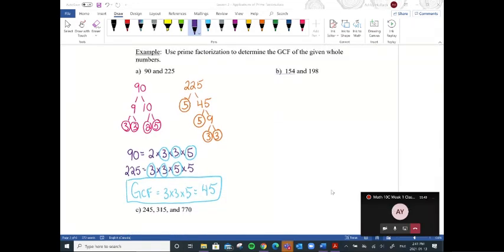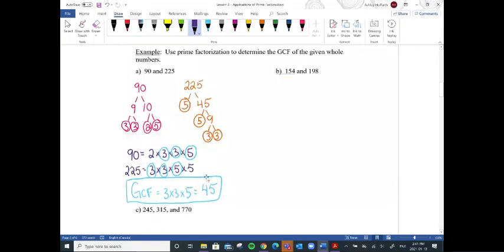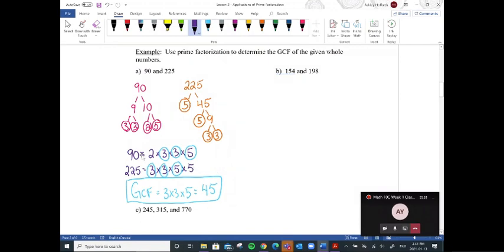Okay, any questions on that so far? Three, 3, and 5. Let's go back here. Okay, Jonathan. Once you have your prime factorization written out for both, if you're looking for the greatest common factor, you're looking for all the prime factors that exist in both lists. If I look at this first 2 in 90, there would have to be a 2 in the next list as well, which there isn't. So that means that 2 is not part of my common factors.